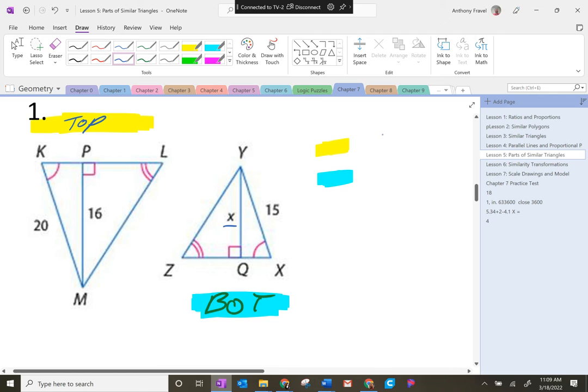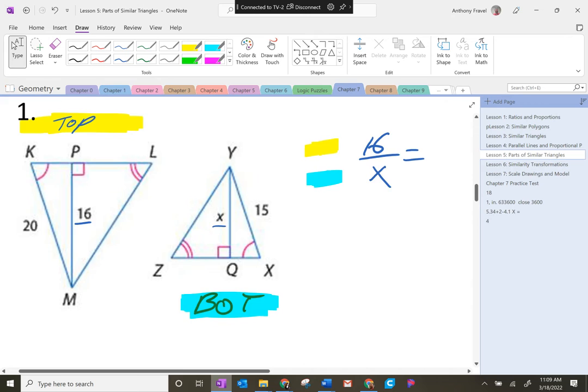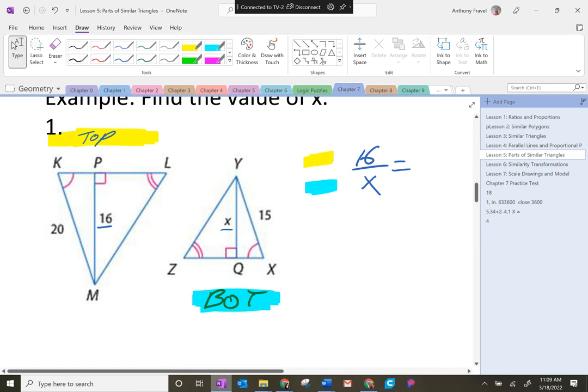Looking at my first triangle, I've got 16, which is the middle one, over x. Both the middle ones. Now I'll compare the sides. The 20 is from my big triangle, so I'm going to put it on top. And then 15 will be for my small triangle, so I'll put that one on the bottom.